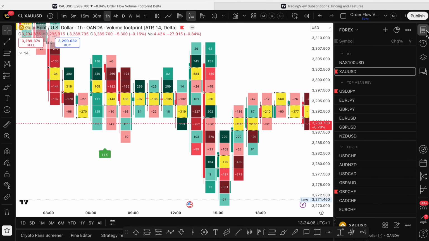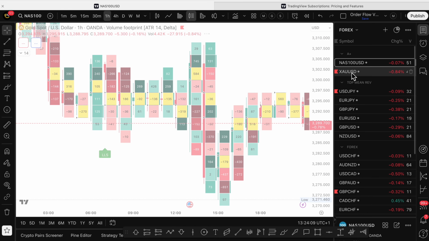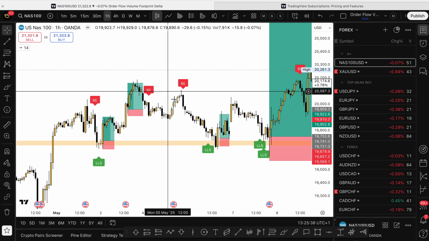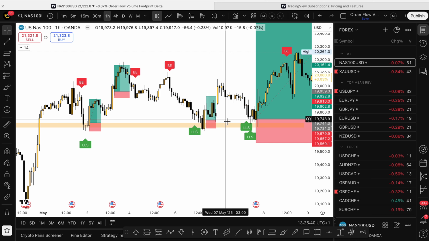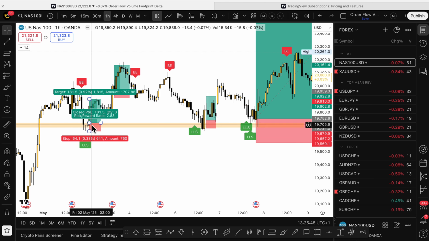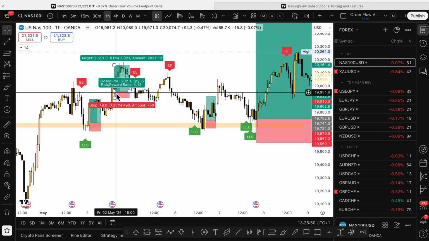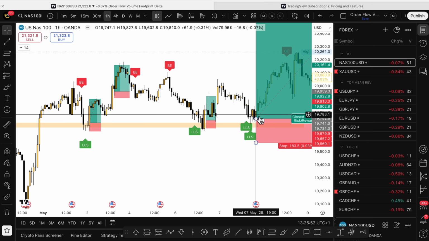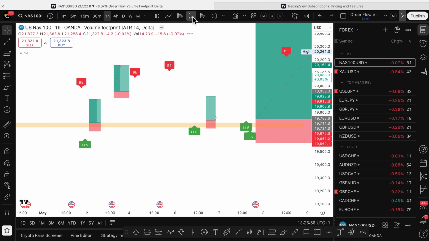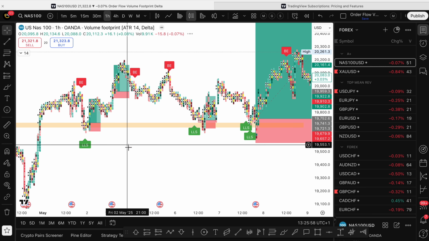So now let's look at some examples of this. As you can see, we're on NAS, we're on just the normal candle chart pattern here, and you can see here that we've got a previous support zone that's gone back. It's a 1 hour time frame, and we can see we've bounced off it here, we've entered here, we've entered here, and we've entered here. So let's look at the volume footprint, sorry, and see why we entered.